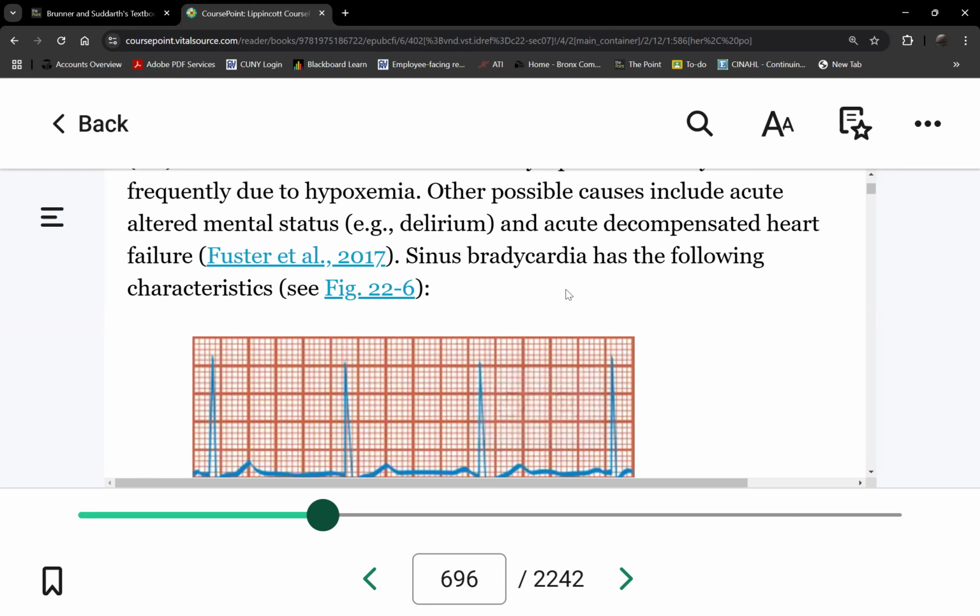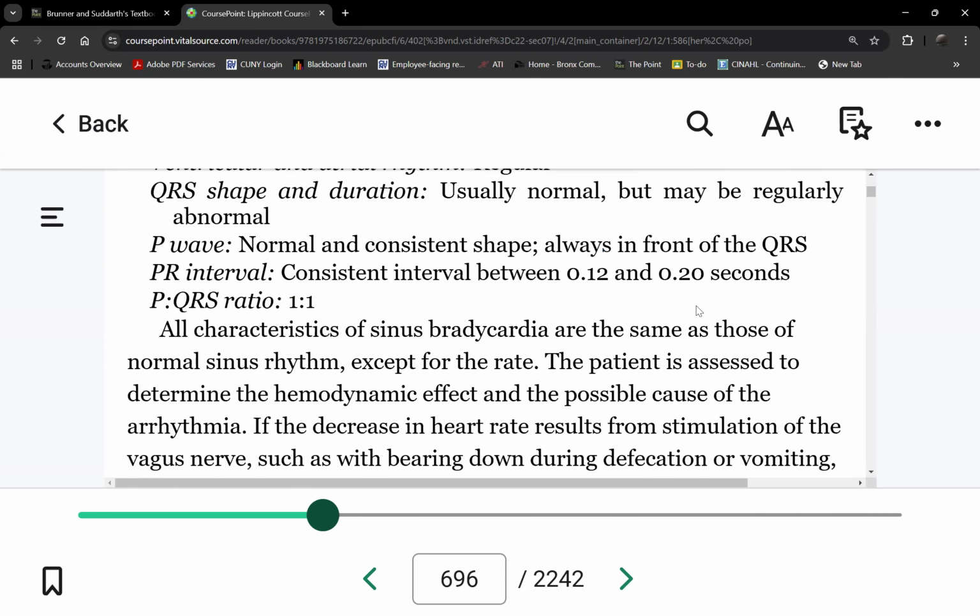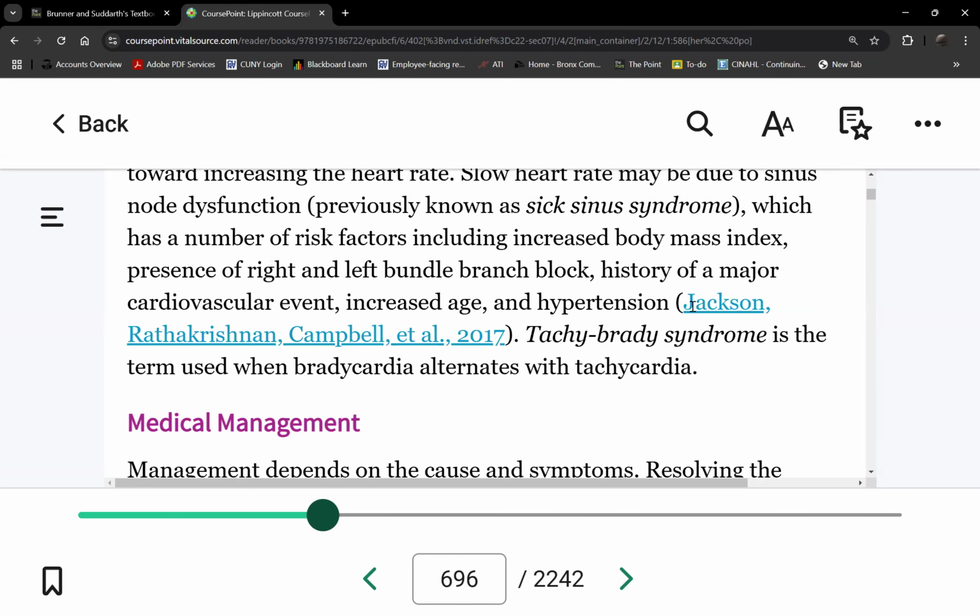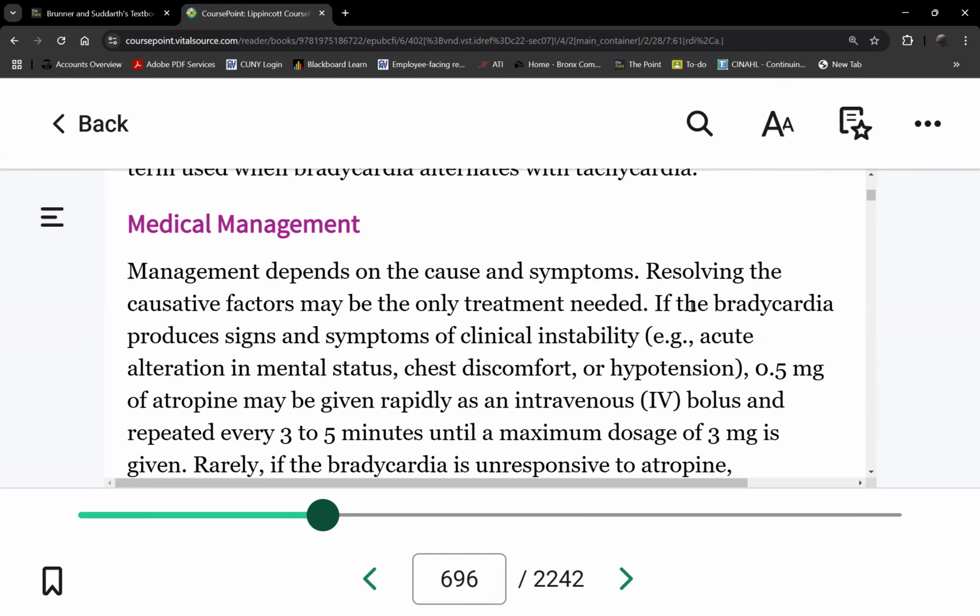Interventions. Interventions, of course, is in the table 22-1. Okay. But here, look at under management. So how do we manage sinus bradycardia? Depends on the cause and symptoms. Meaning, if the patient has no symptoms, do we really need to give a drug? No, we just identify and eliminate the cause.